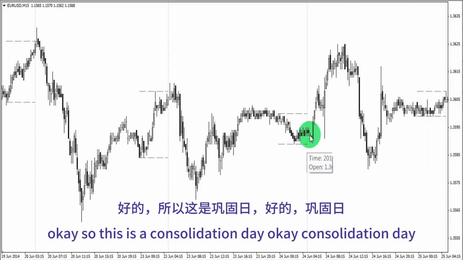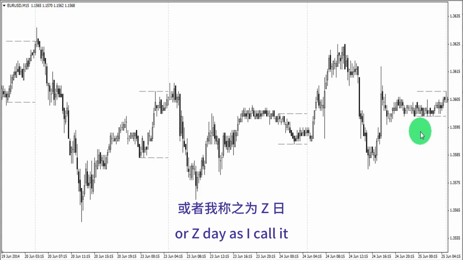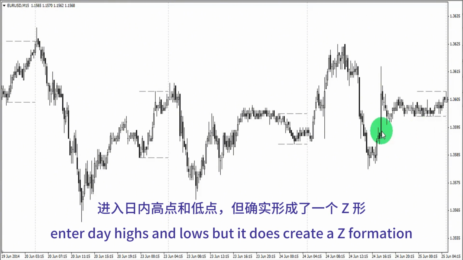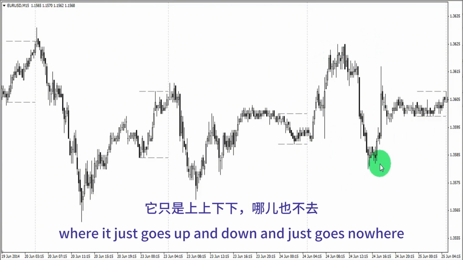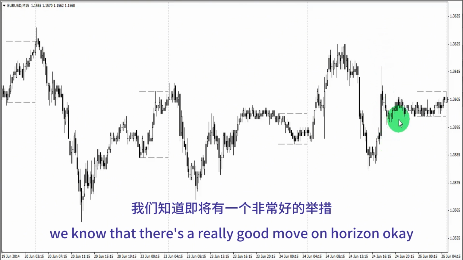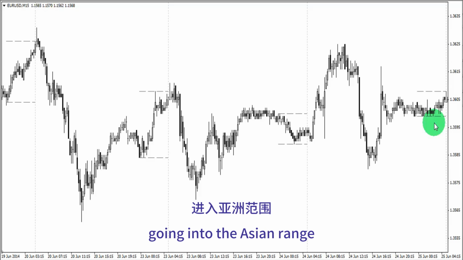Okay, so this is a consolidation day, or Z day as I call it, because it doesn't really take out intraday highs and lows over and over again, but it does create a Z formation where it just goes up and down and goes nowhere. When we see that, we know that there's a really good move on the horizon. Especially if we start seeing a consolidation going into the Asian range, as we see here.